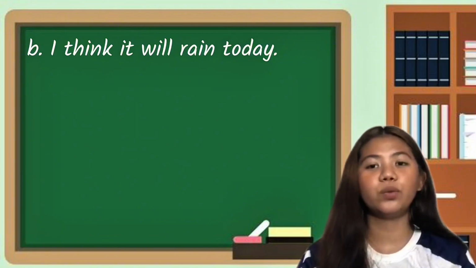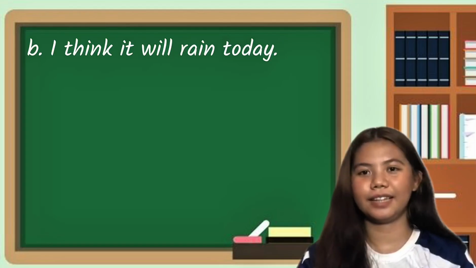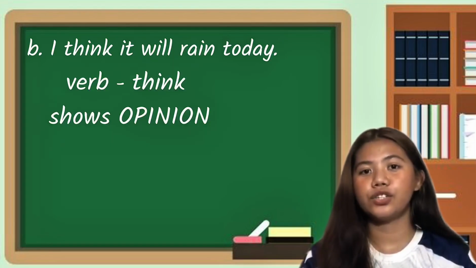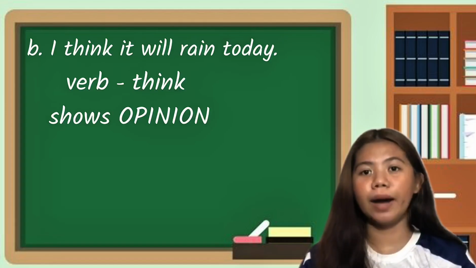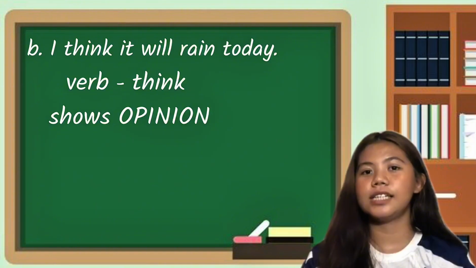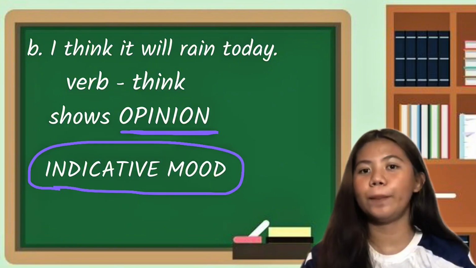I think it will rain today. This is another example of indicative mood. Here, the verb think shows opinion. Basically, it may rain or may not, but it is my opinion that it might rain today. So this is an example of indicative mood, which shows opinion.